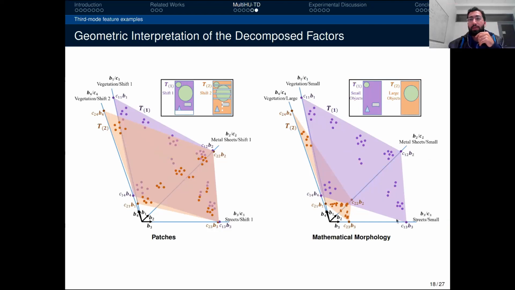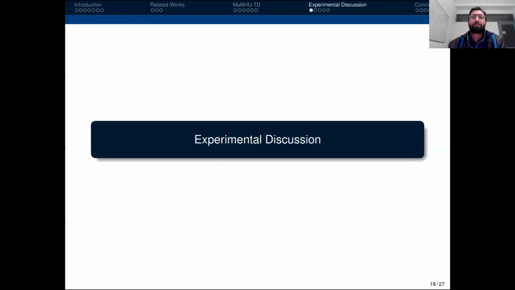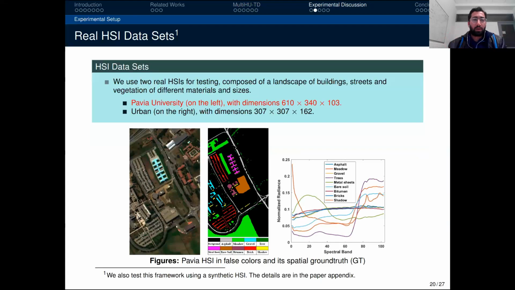While with morphology, we can see something like vegetation that is large, vegetation that's small, metal sheets that are small, streets that are small, etc. This depends on the number of factors that we impose on the decomposition. To discuss this experimentally, we choose this real hyperspectral image, Pavia University. We also choose another one, but this is in the paper. So I will present only the ones on Pavia University. We also have a test on the synthetic hyperspectral images in the appendix of the paper.